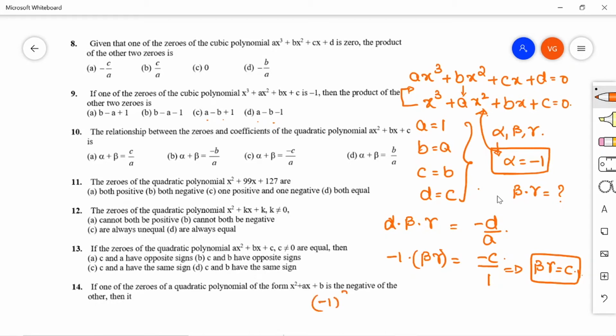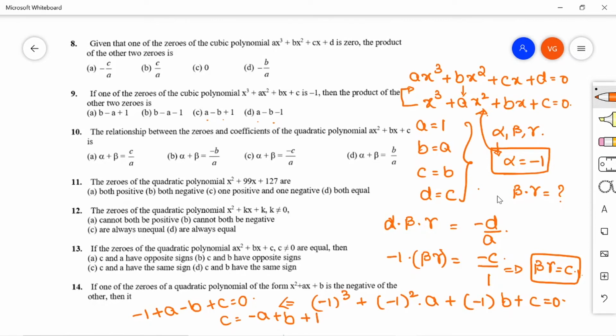Right. So minus 1 whole cube plus minus 1 whole square into a plus minus 1 into b plus c is equal to 0. So this is here minus 1 plus a minus b plus c is equal to 0. So what is c here? C is equal to minus a plus b plus 1. Right? So c I am keeping and everything I am taking to the other side. So your answer will be b minus a plus 1. So option A is correct here.